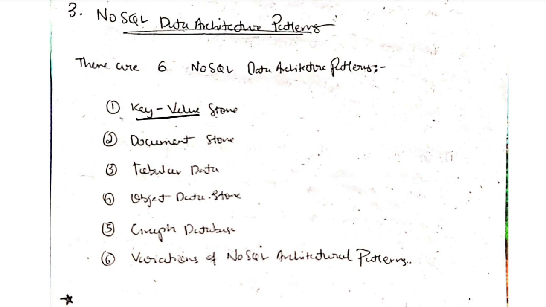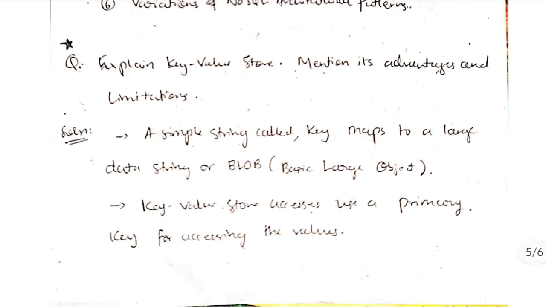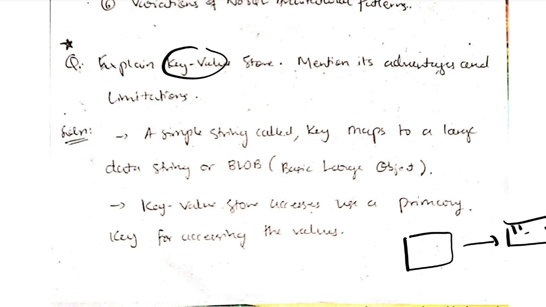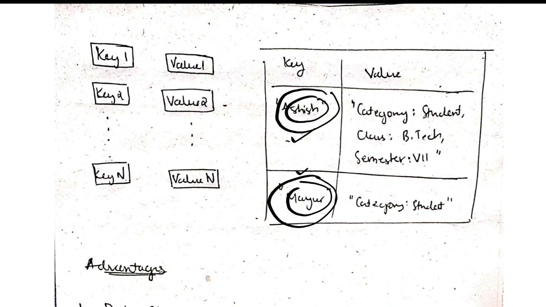Okay, this is a super important question from exam point of view, don't miss this one. Explain key value store and mention its advantages and limitations. So key value, what do you understand by the term key value? Key value means there will be a key and associated with that there will be one value. I'll be showing you an example. What it looks like is, these are the keys, Ashish and Mayur. These are the two keys, and if we type Ashish or Mayur, what we will be getting is the values associated with that.